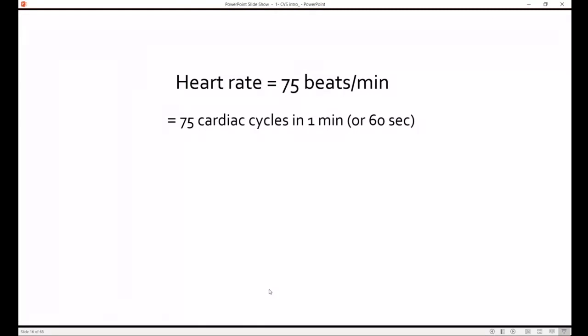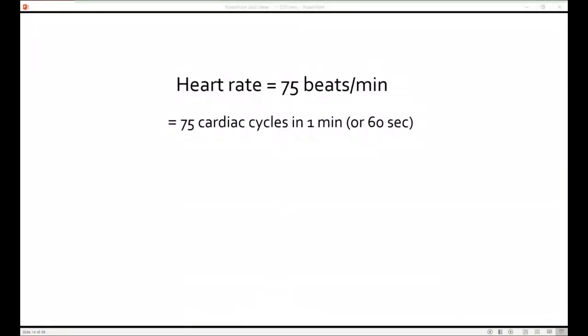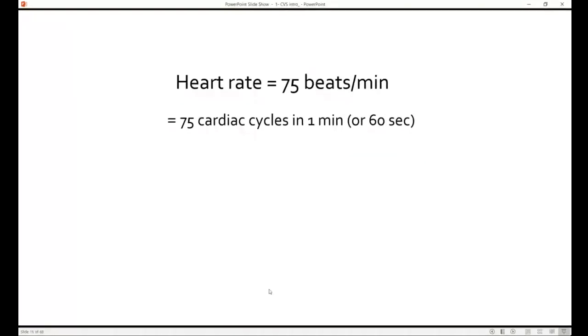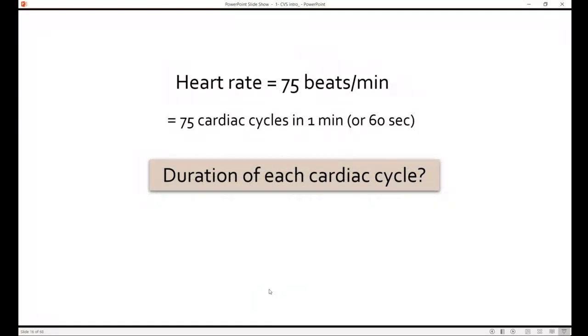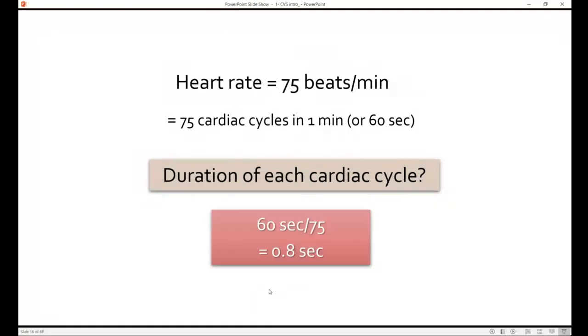Sorry, how long is the cardiac cycle? If the heart is beating 75 times a minute, how long is the cardiac cycle? Yeah, 75 is 0.8 seconds. Perfect. Okay, so if you divide 60 by 75, each cardiac cycle is taking how long? 0.8 seconds. Make sense?